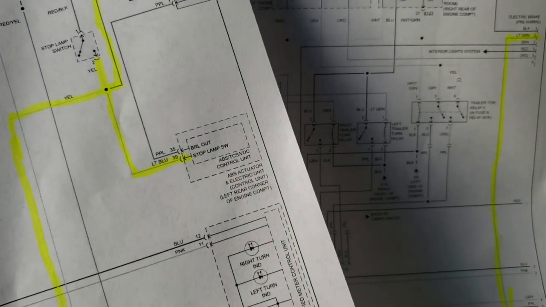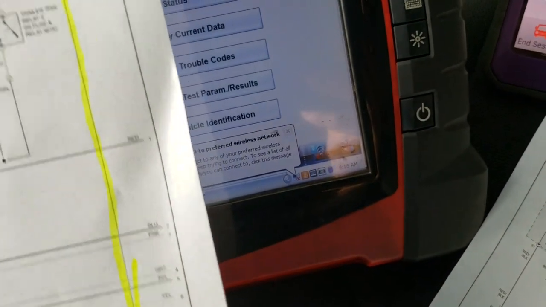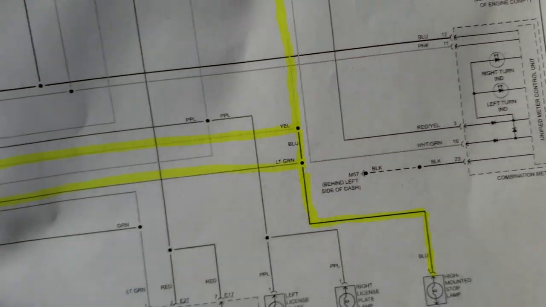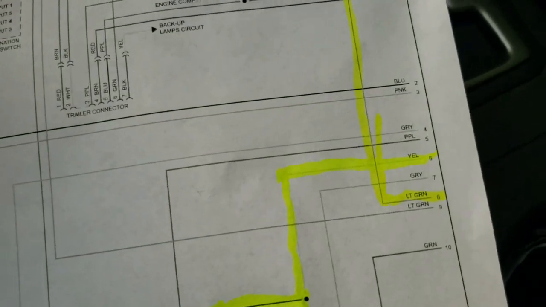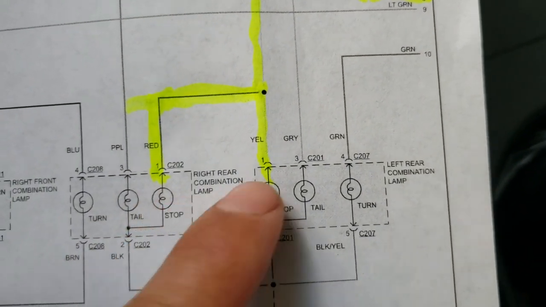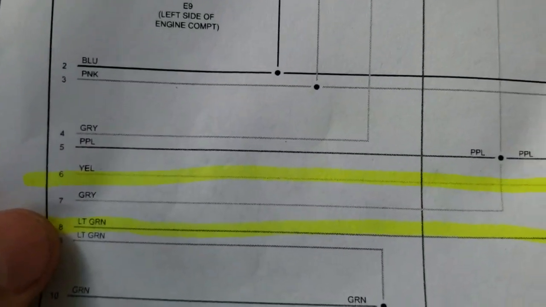Goes from right here is my wiring diagram. Where is it? Right here. I still gotta mark some here. So we can see here the stop light bulb is here, and it goes to the next diagram on the 6. Okay, and my 6 is here.